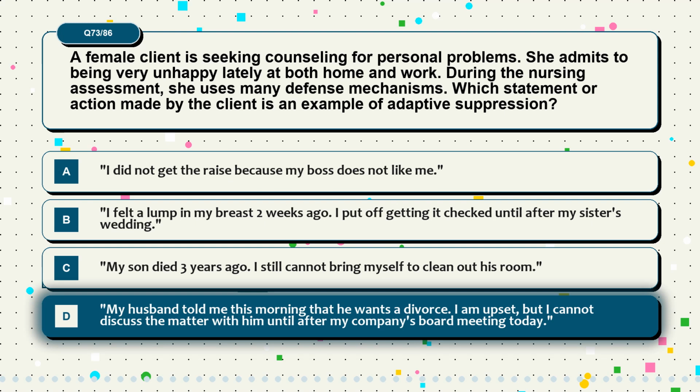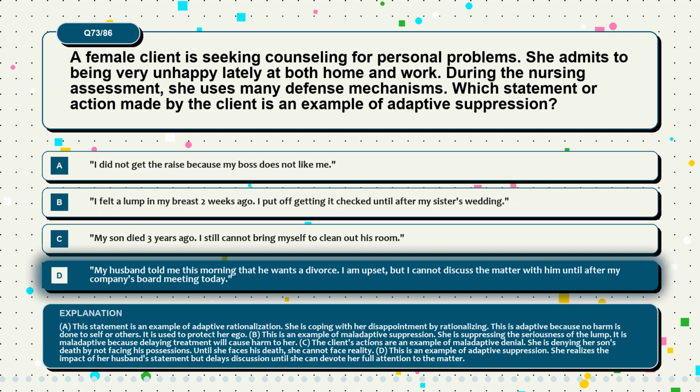The correct answer is option D. My husband told me this morning that he wants a divorce. I am upset, but I cannot discuss the matter with him until after my company's board meeting today. A. This statement is an example of adaptive rationalization. She is coping with her disappointment by rationalizing. This is adaptive because no harm is done to self or others. It is used to protect her ego.